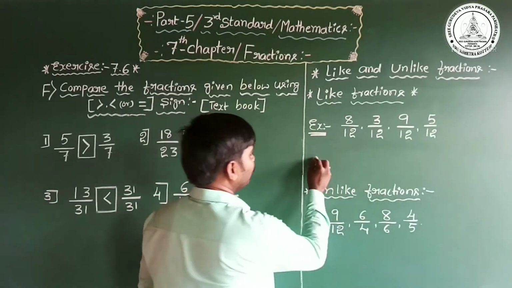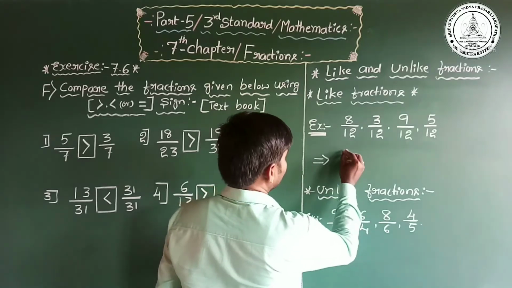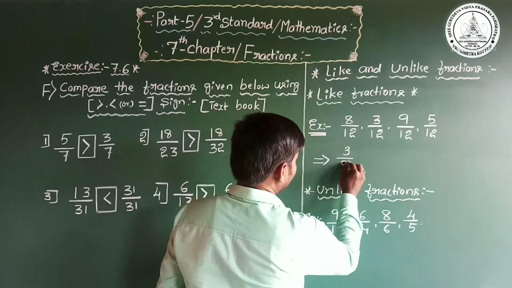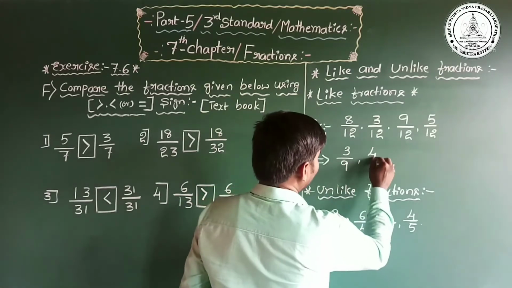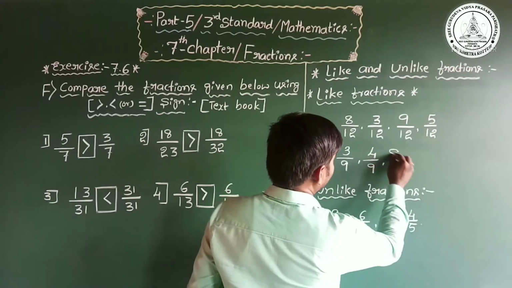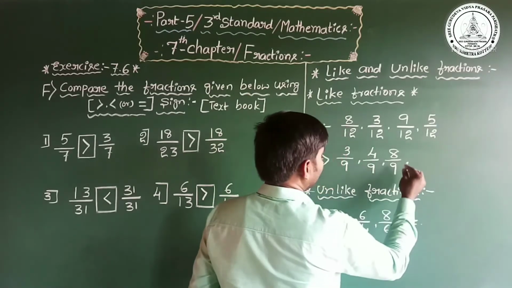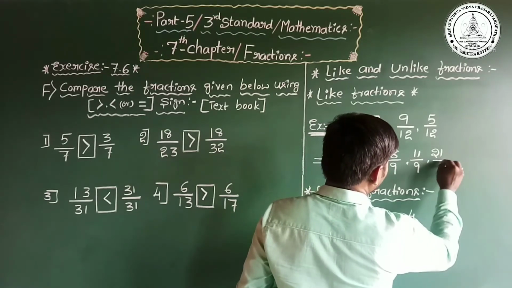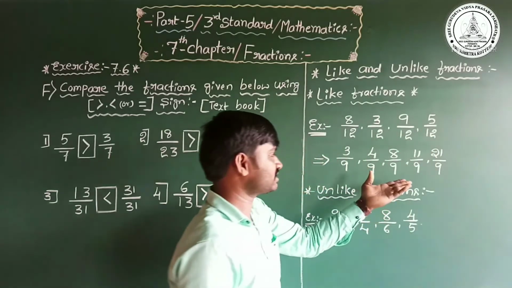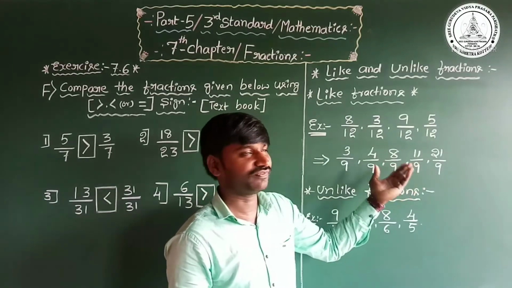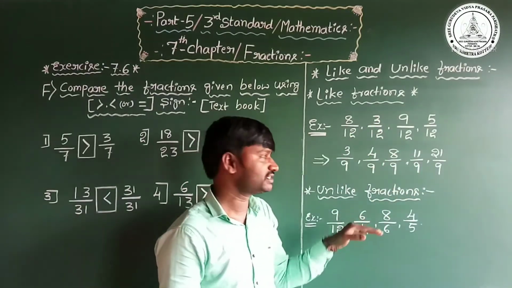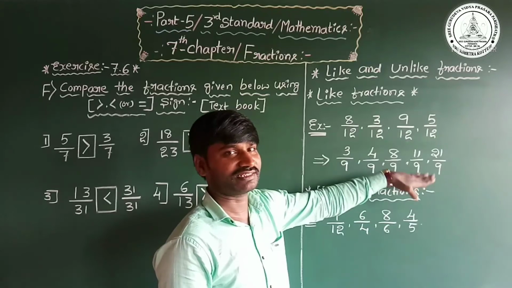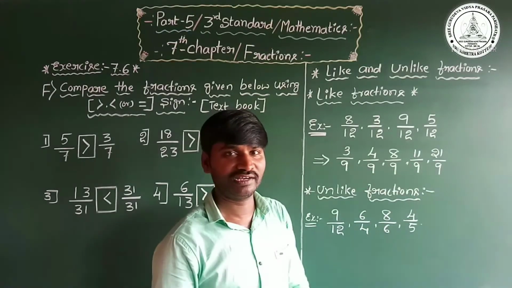Here is another example: 3 by 9, 4 by 9, 8 by 9, 11 by 9, 21 by 9. The denominators are the same, so these fractions are like fractions. Fractions with the same denominators are called like fractions. Are you clear, dear student?